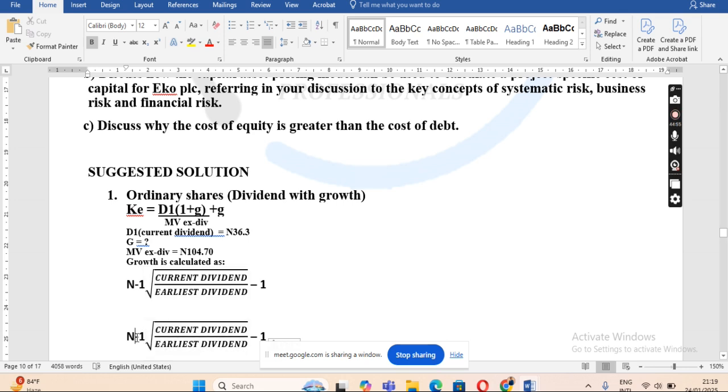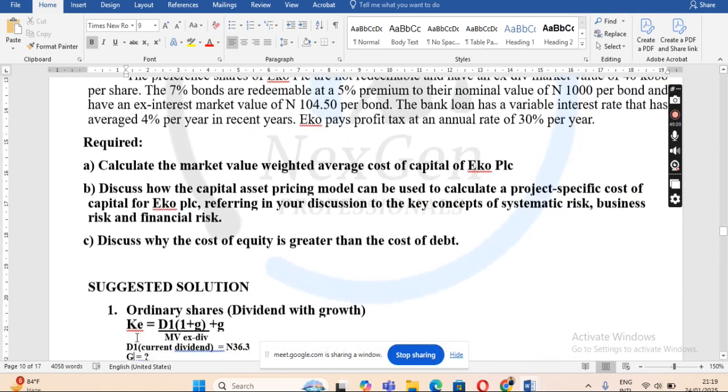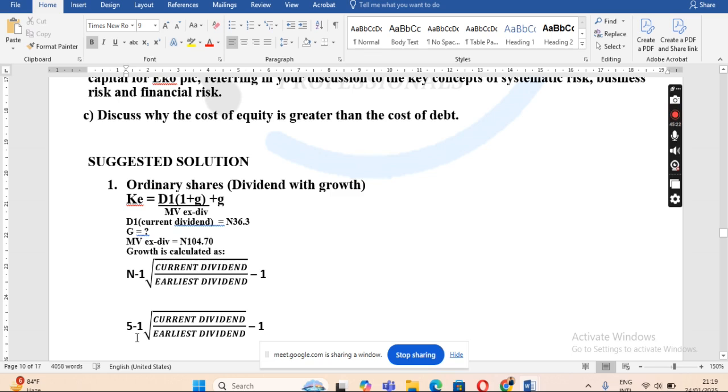So that is 5 years. The number of years is 5 years, right? You just put the 5 years. Now, what is the current dividend given to us in the question? 36 naira 3 kobo, right? Yes, sir. Okay, thank you. 36 naira 3 kobo. Don't forget that it is the current dividend divided by the earliest dividend.